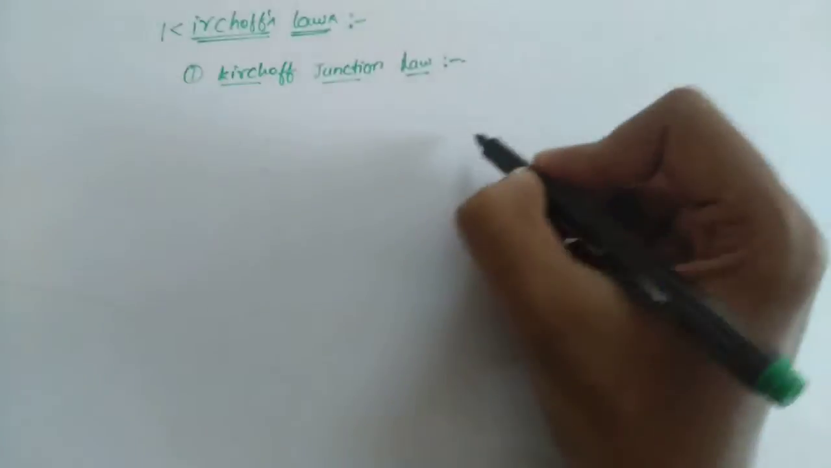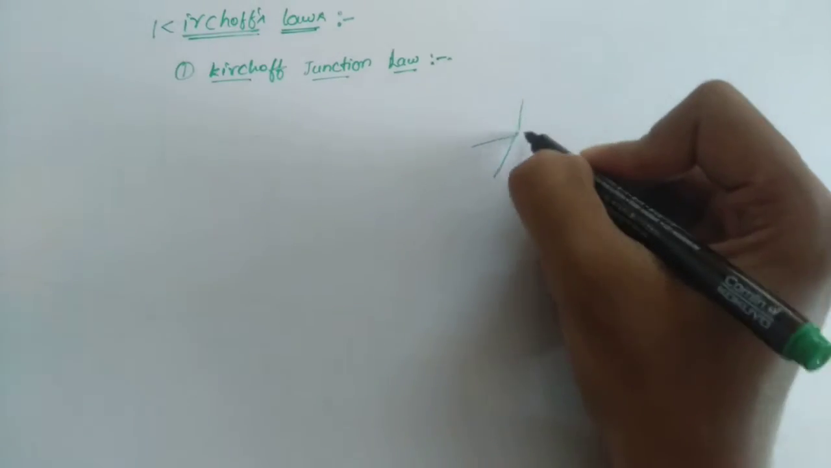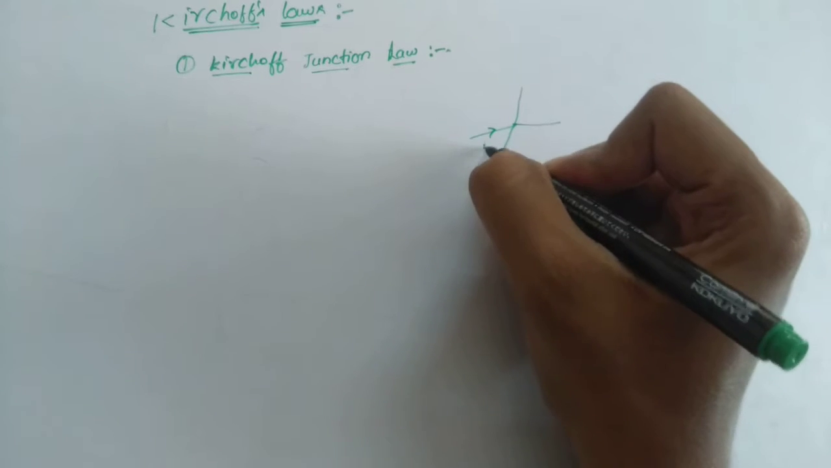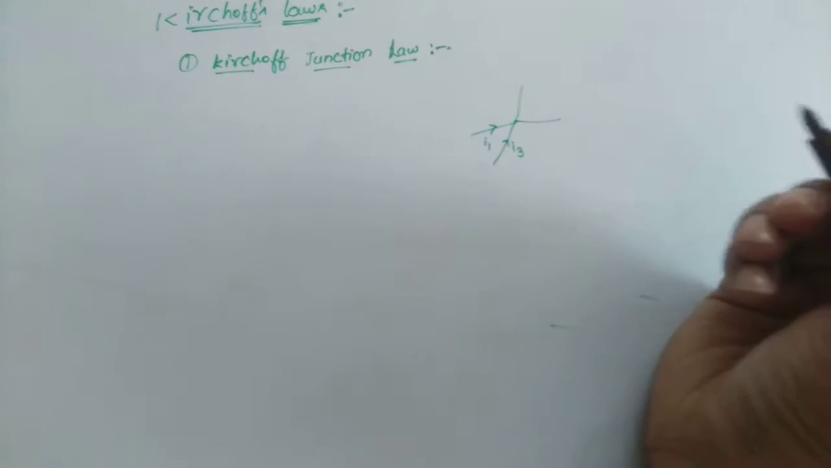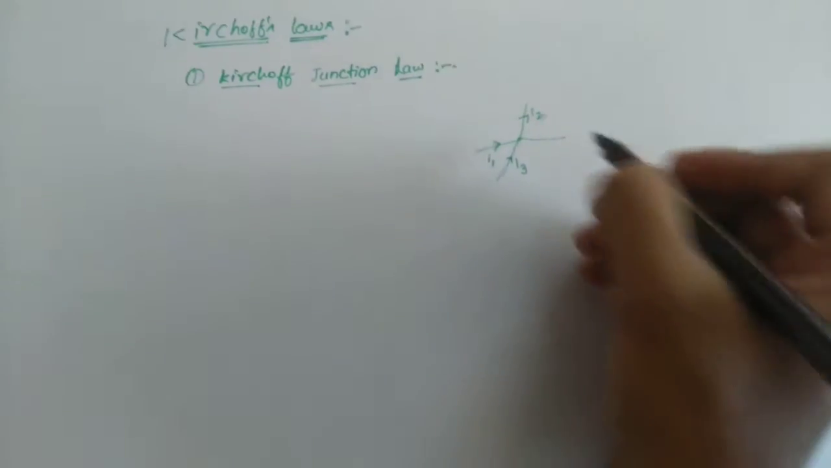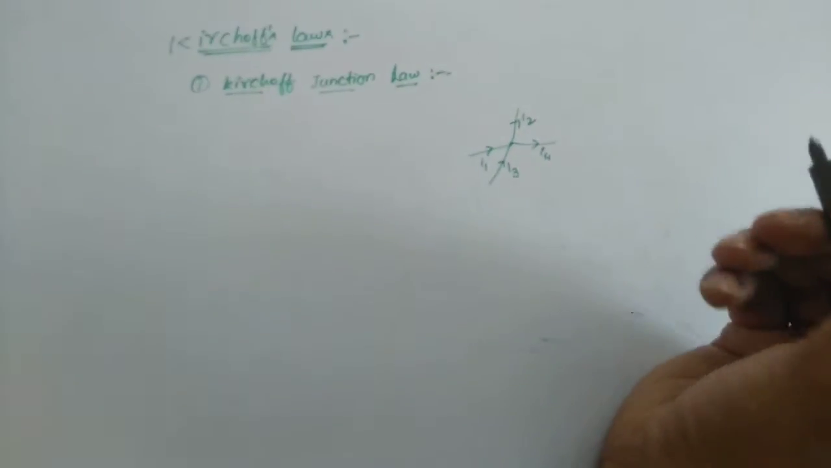Let us consider four branches like this. Let I1 be the current entering into the junction and I3 is the current entering into the junction. Let I2 be the current leaving the junction and I4 is the current leaving the junction.